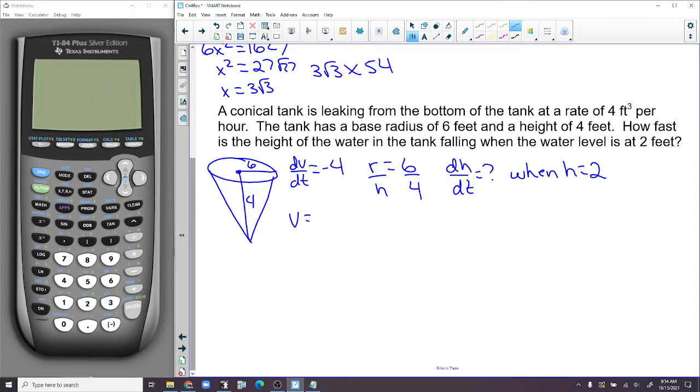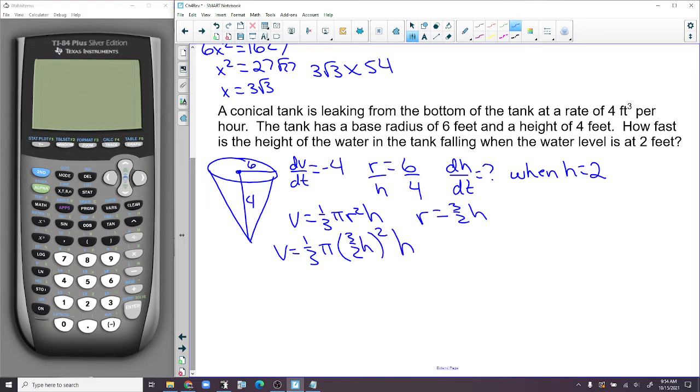So volume is 1/3 pi r squared h. But we would like to get rid of one of those variables. And so we really need to eliminate r because we're asked about h. So r is equal to 3/2 h. So volume now is going to change. We're going to change what it is: 3/2 h squared times another h.